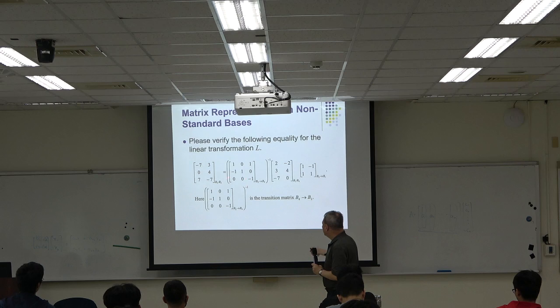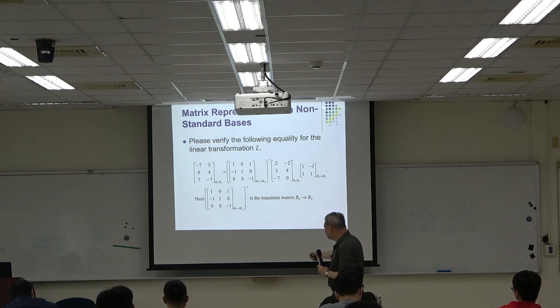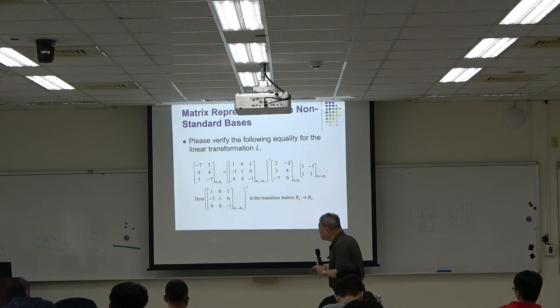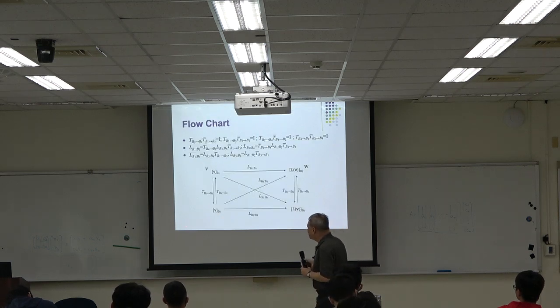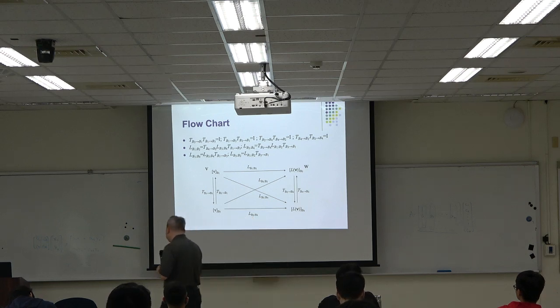This is the transition matrix from B4 to B2. This looks like from B2 to B4, but we have a negative 1. This is the inverse. Okay, so be very careful. Okay, so this is consistent. Okay, so to be exact, we have something like this here.